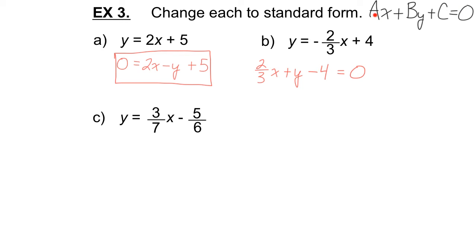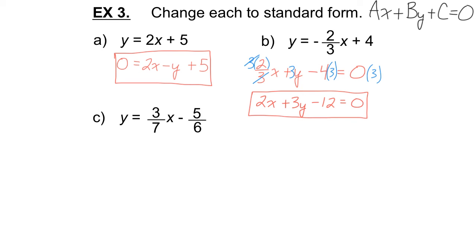But remember, a, b, and c have to be whole numbers. So this fraction of 2/3 needs to be taken care of. So to get rid of a fraction, remember, we multiply each term by the denominator of the fraction. So multiply each term by 3. So when we do that, we end up with 2x plus 3y minus 12 equals 0. A, b, and c are all whole numbers now. A is positive. It's equal to 0. This is standard form. Why don't you try doing the last one on your own?